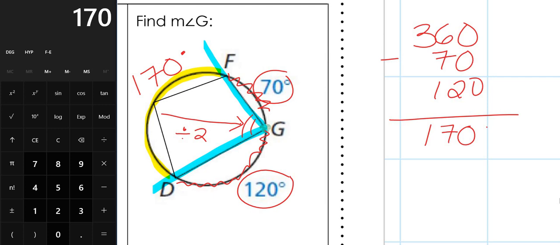So as I take that yellow arc and I pull it back, I'm going to divide it by 2, and I get 85 degrees for angle G. So 85 degrees is the measure of angle G. So we did a lot of practice with inscribed angles. Let's take a look at the next one.